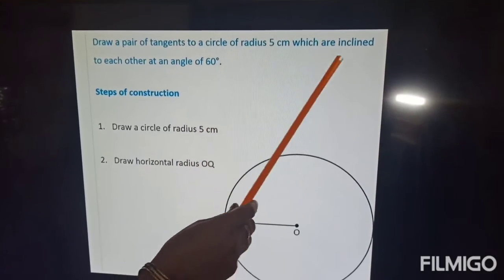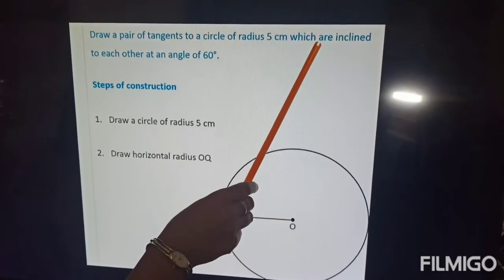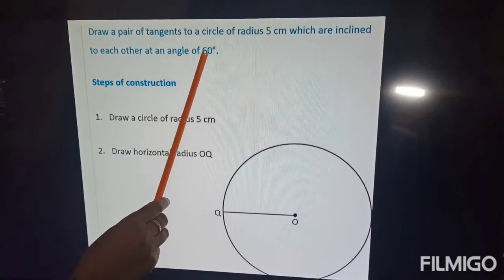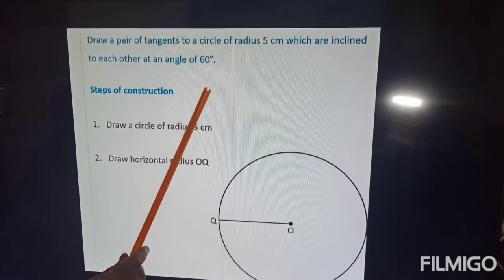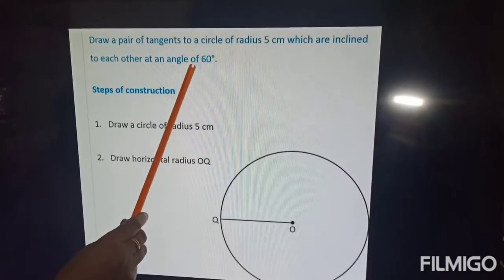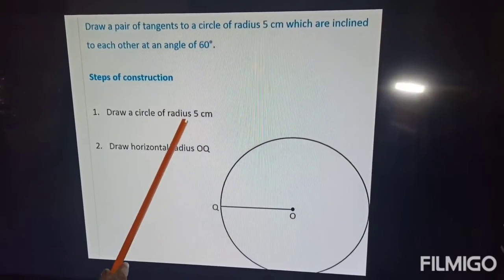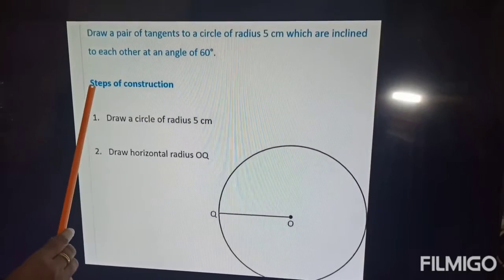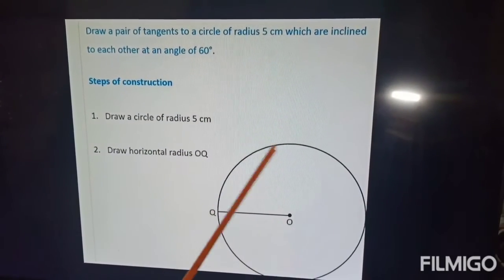Okay? See here, understand the question. Radius 5 centimeter, which are inclined to each other at an angle of 60 degree. Means between the two tangents the inclined angle is 60 degree. Okay. First we have to draw the circle with radius 5 centimeter. This is the first step. I gave the steps of construction also. It is very easy, very important also.